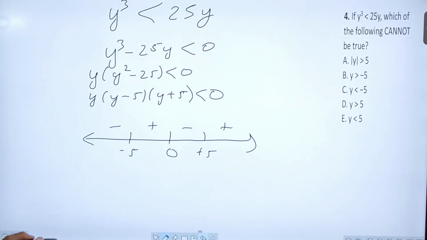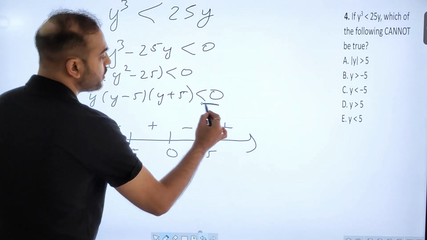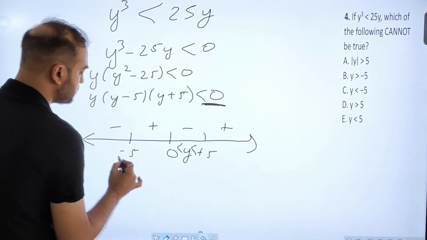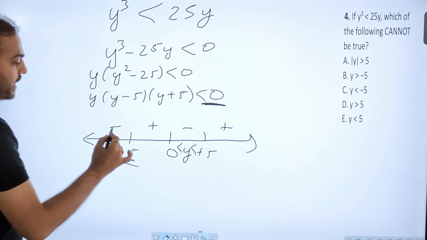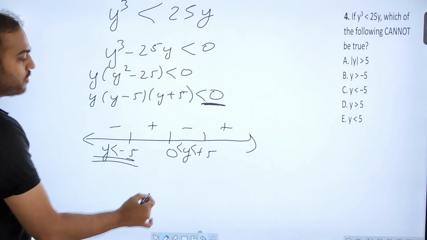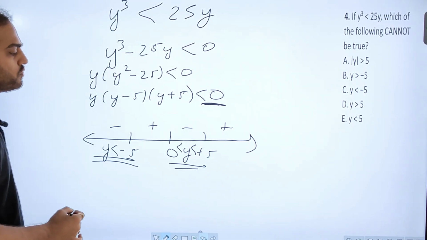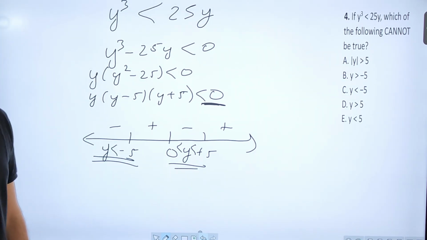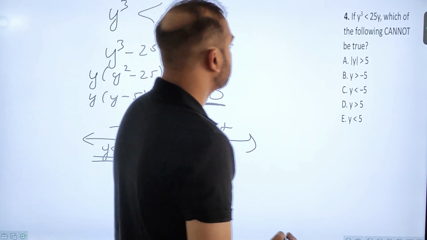Okay, we write plus minus plus minus. What do we want? Less than 0. That means y is either less than minus 5 or y is between 0 to 5. Okay, y is either less than minus 5 or y is between 0 to 5.